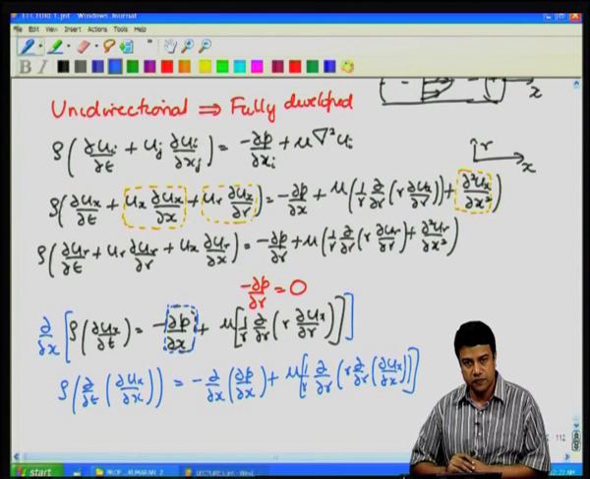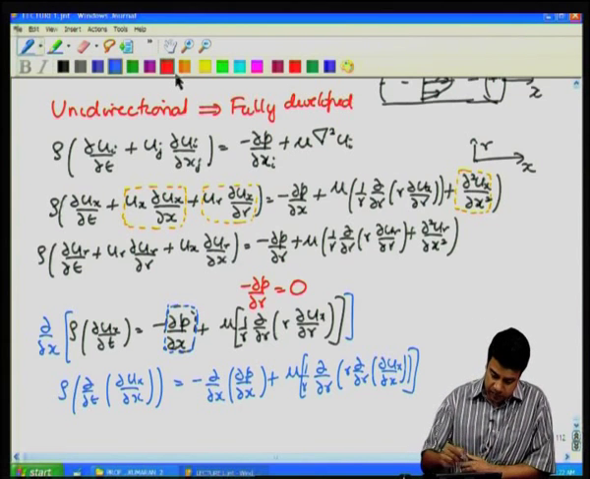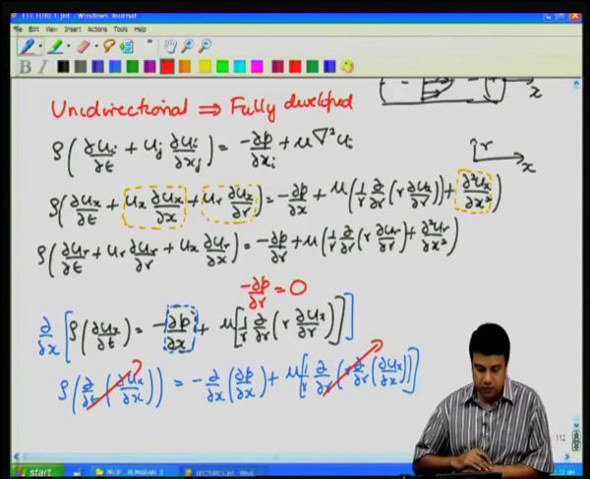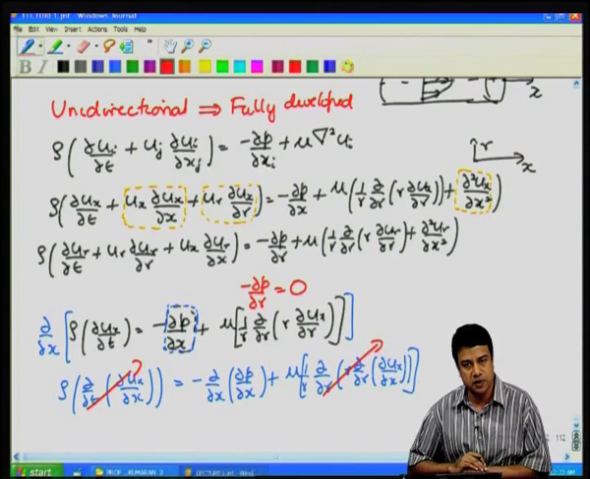Now, for a fully developed flow, partial u x by partial x is equal to 0. That means that these two terms are both equal to 0, okay, because partial u x by partial x is equal to 0, because unidirectional implies fully developed. Therefore, d by dx of dp by dx is equal to 0. We already know that p is independent of r, okay, and this shows that the second derivative of p with respect to x has to be equal to 0.